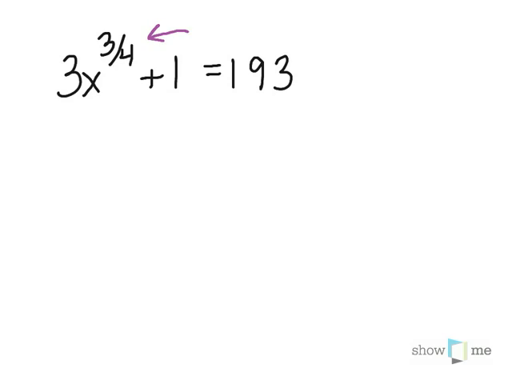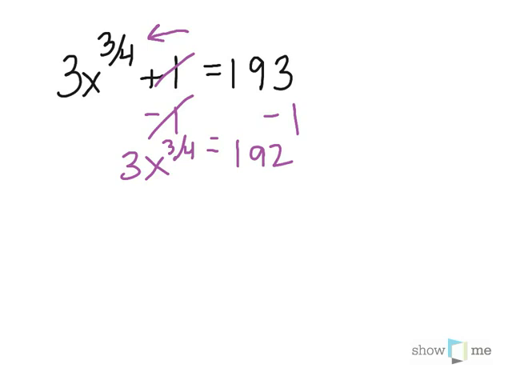Now first, we start these just like we would any other problem. Usually when you're trying to solve a linear equation, the first thing we would do is subtract 1 from both sides. A lot of your instincts still apply to this kind of problem. So on this side we get 192, but over on this side we have 3x to the 3/4.